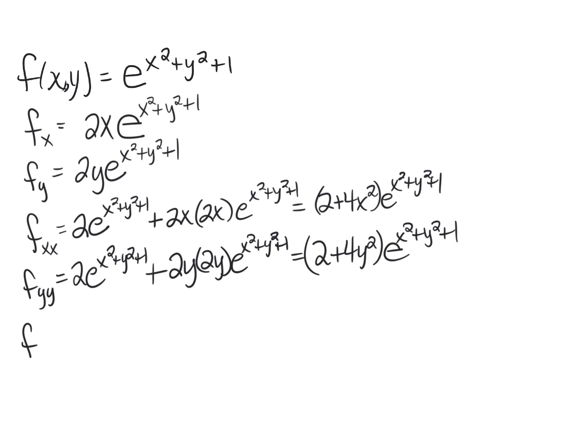And now the mixed partial, look at it with x. If I take the derivative of this with respect to y, then this is just a constant. So I'm going to copy the 2x, I'm going to copy the e to the power, and I'm going to multiply by the derivative of the power, which is 2y. So that's going to make that 4xy e to the power.